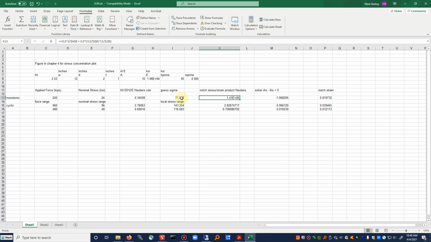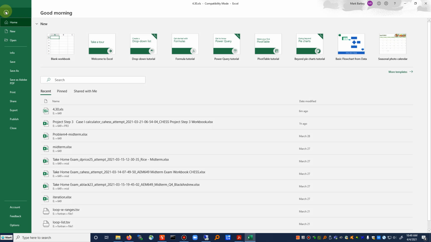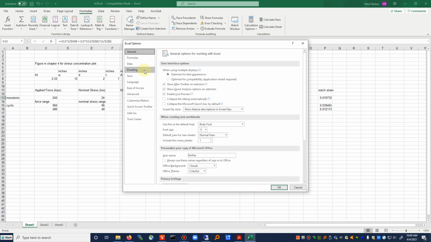Okay, now this is a new install of Excel for me, so let's go through the process of making sure Solver is available. So this is Office 365. So I go to File, and then all the way down here under Options, and let's see, should be add-ins. There we go.